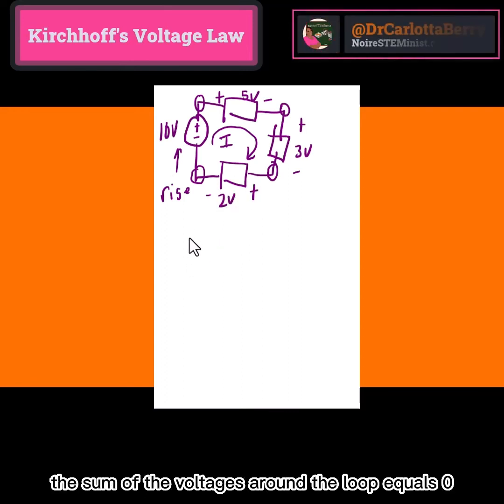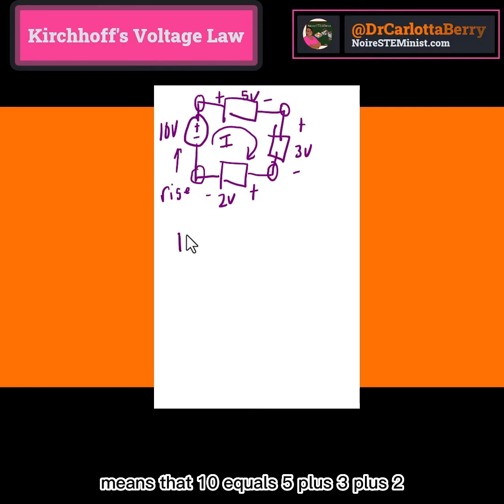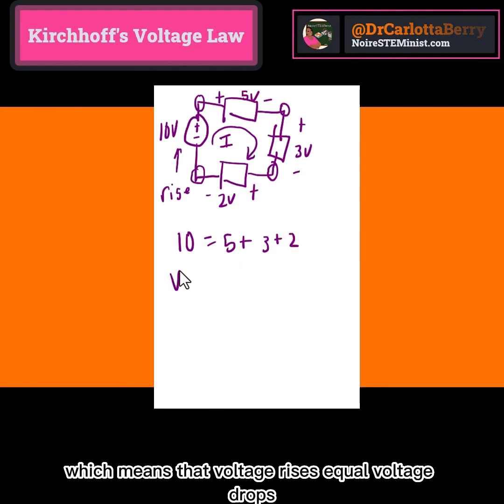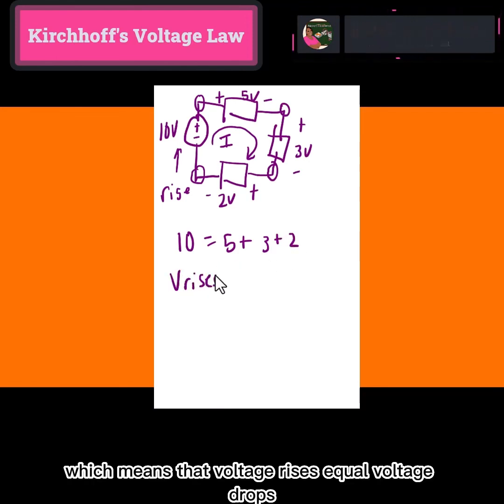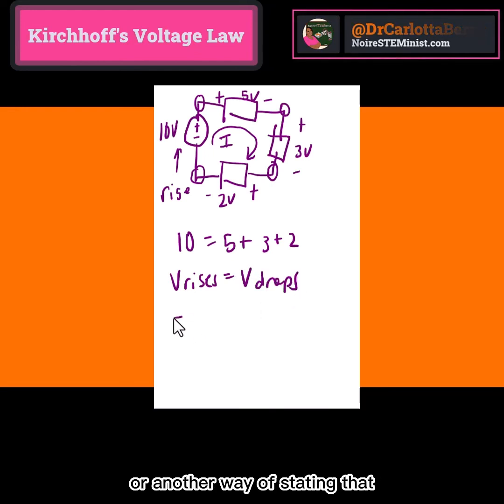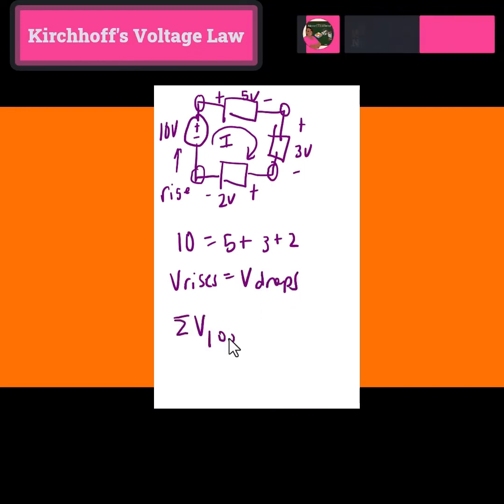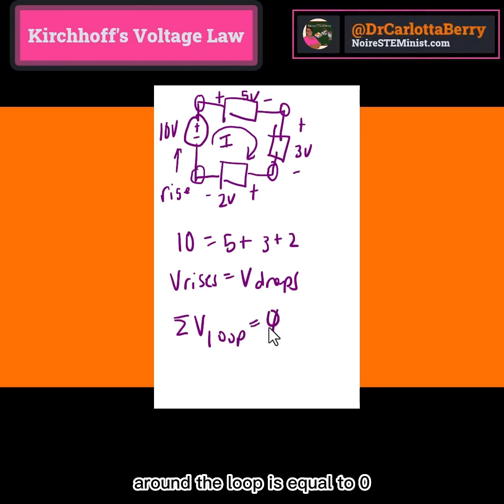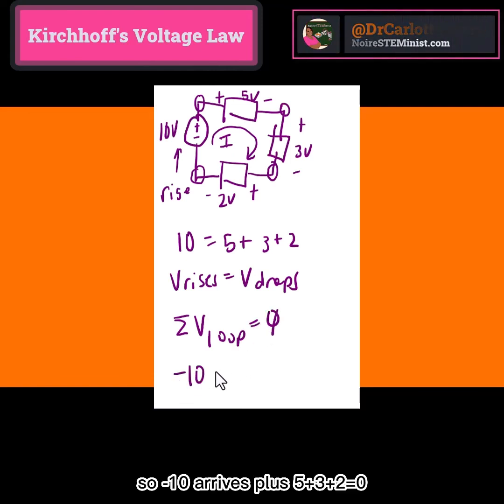The sum of the voltages around the loop equals 0 means that 10 equals 5 plus 3 plus 2, which means that voltage rises equal voltage drops. Or another way of stating that is that the sum of the voltages around the loop is equal to 0. So negative 10, a rise, plus 5 plus 3 plus 2 equals 0.